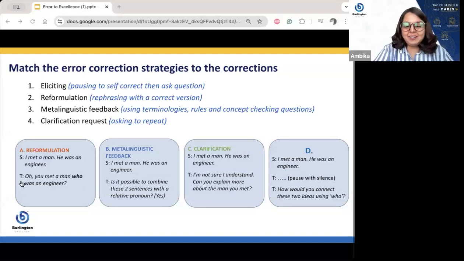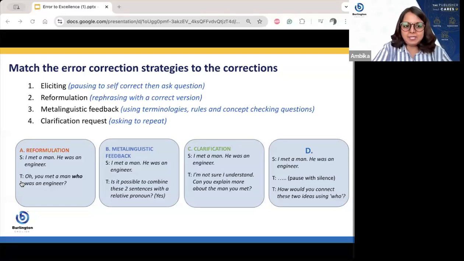Then comes C, clarification. So here, Meera, do you want to just give this a try? The student you can read, I'll read the teacher. I met a man. He was an engineer. I'm not sure I understand. Can you explain more about the man you met?